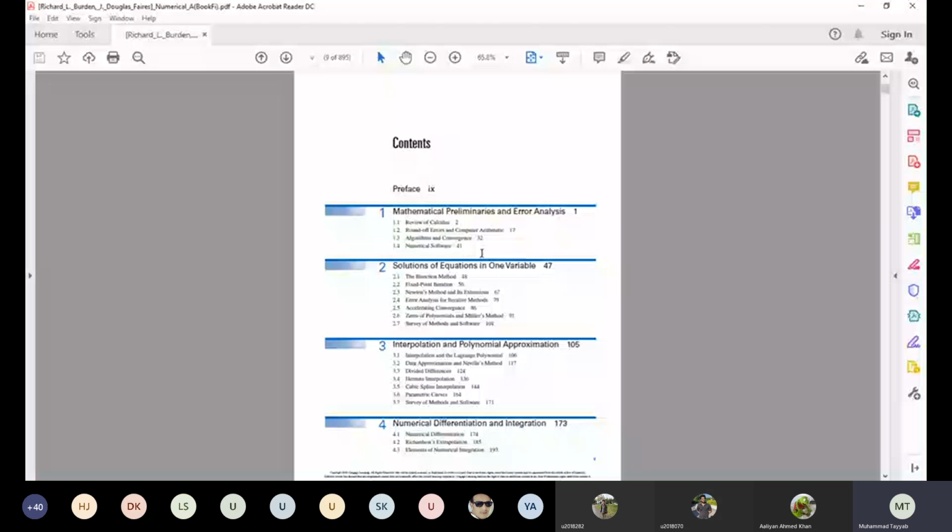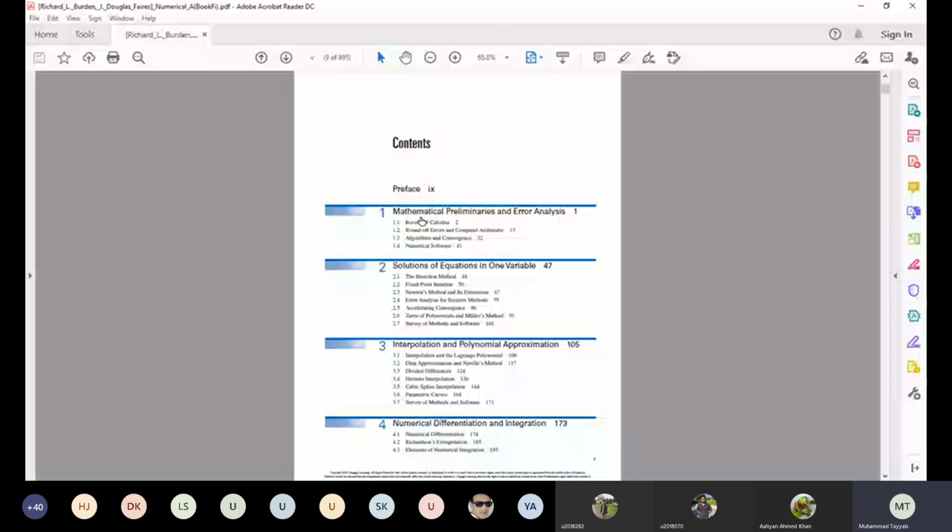Okay. So first we will discuss the mathematical preliminaries and the error analysis. In which I will discuss the review of calculus, round-off errors and the computer arithmetic, and I will not go into the algorithms, convergence and numerical software. I will just give you a brief overview of which software we will use to compute the numerical techniques. But the main essence is the review of calculus, the round-off errors and the computer arithmetic.